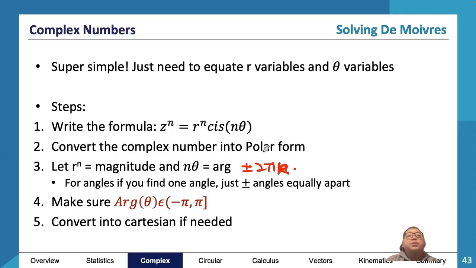So then you'll divide your whole function by n, including your 2π part, so you'll get this plus 2πk, and then you just plus or minus 2π until you get all the values you need. And how you'll know what values you need is that all the angles will have to fit between negative π and π. And then you can convert to Cartesian if the equation asks you to do so.